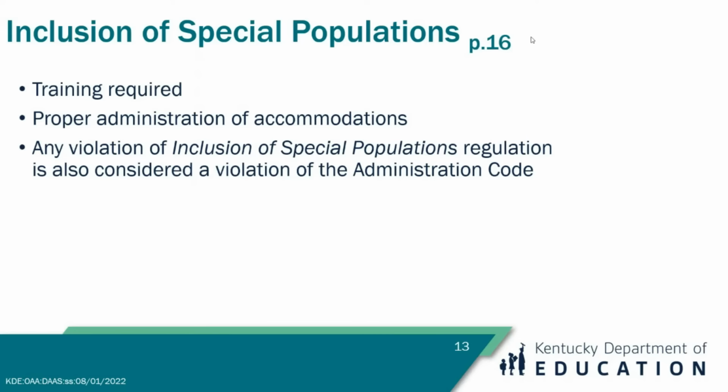Accommodations are intended to allow students with disabilities access to the curriculum and assessments at the same level as general education students. The purpose of accommodations is not to provide an advantage or ensure proficient scores. A violation of the Administration Code does not necessarily violate the inclusions of special populations regulation.